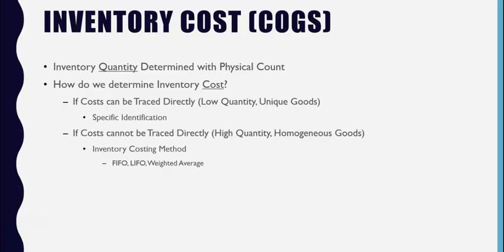FIFO, F-I-F-O, means first in, first out. LIFO, L-I-F-O, means last in, first out. And in weighted average, we average the costs of the goods.